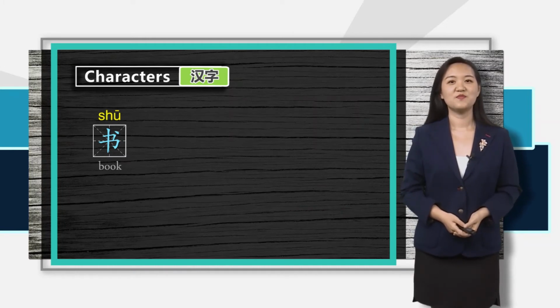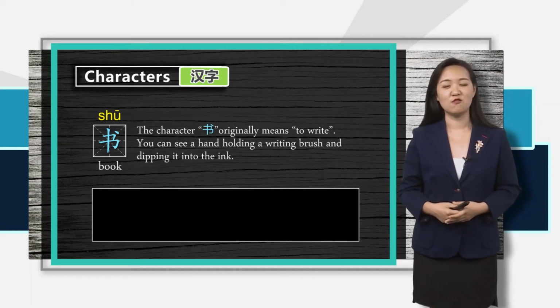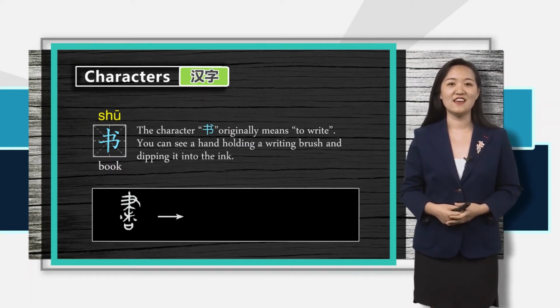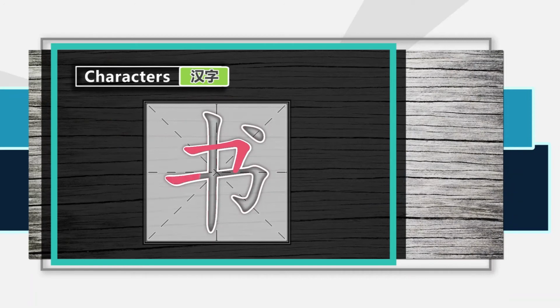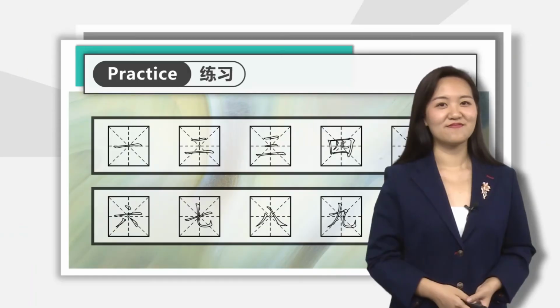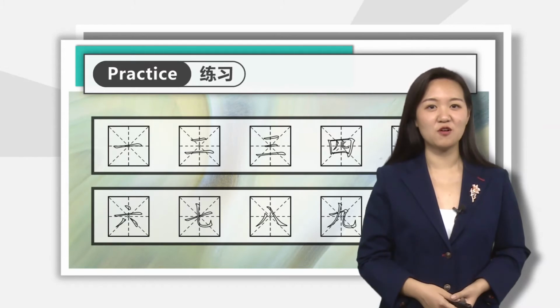书 books. You might feel very confused because this character doesn't look like a book at all. Yes, the original meaning of 书 was to write. You can see a hand holding a writing brush and dipping it into the ink. Now, in the modern style, you can take the dot on the right top as an ink mark in the book. Now let's try to write these characters and pay attention to the stroke order.